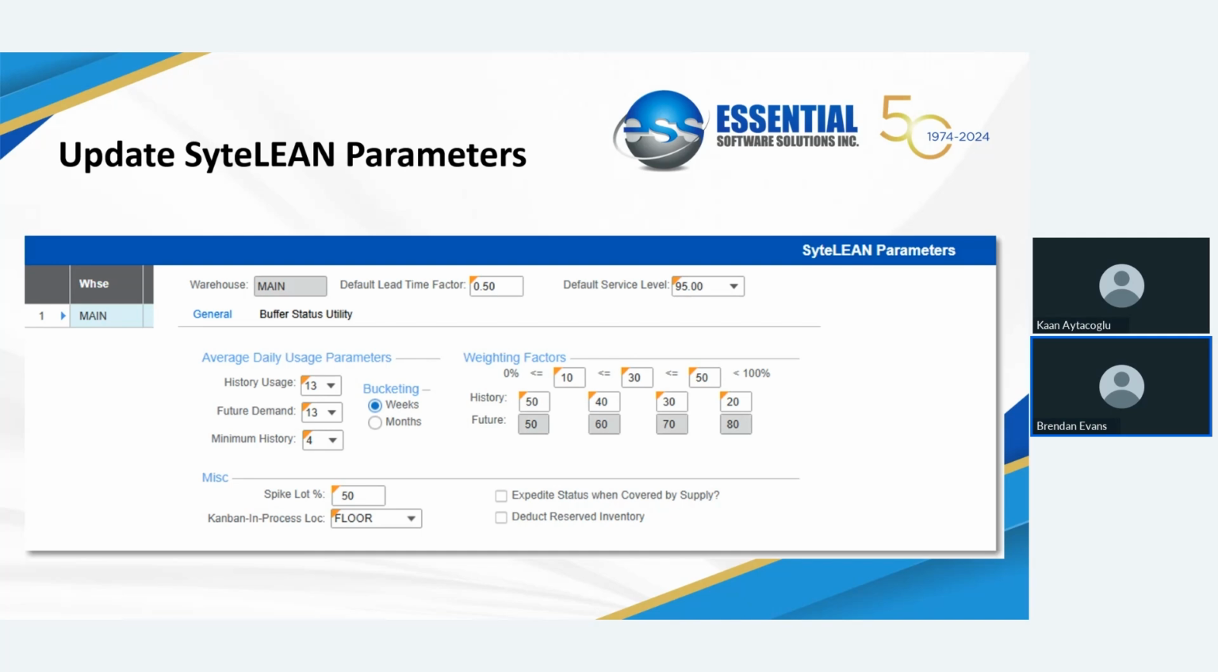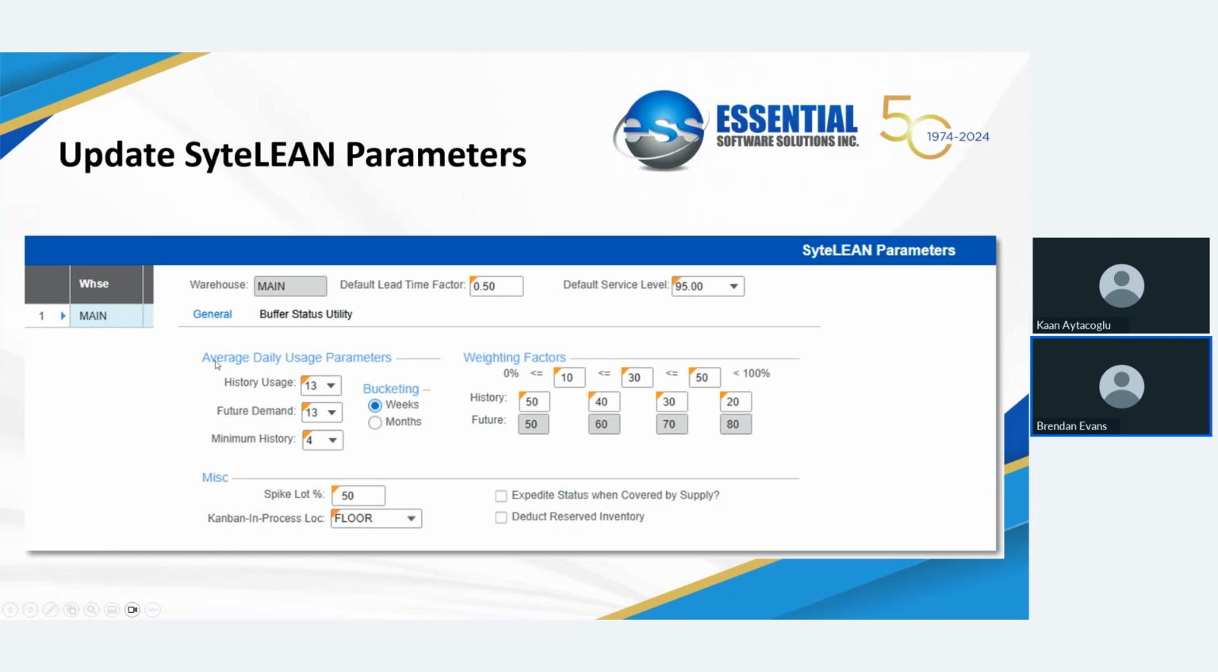All right, so I just want to talk a little bit about a few other fields here. The average daily usage parameters essentially include the range of transactions or customer orders in the system that will be considered when determining the buffers at each stage of inventory. In this case, we defined it as weeks, and we've said we want to look 13 weeks back into material transactions and look 13 weeks forward into any customer orders that are in the system.